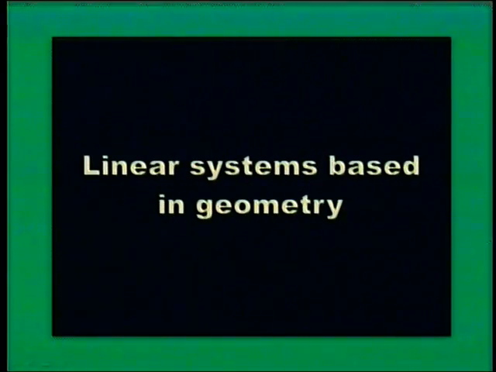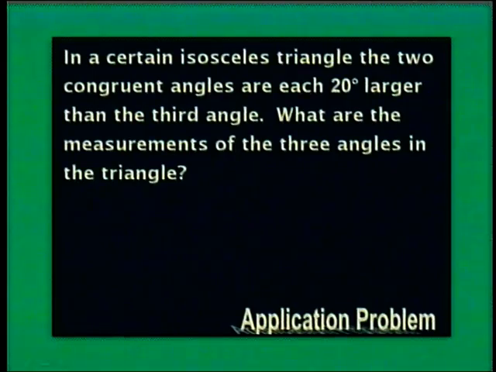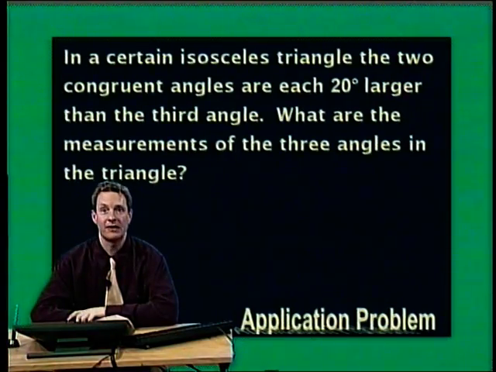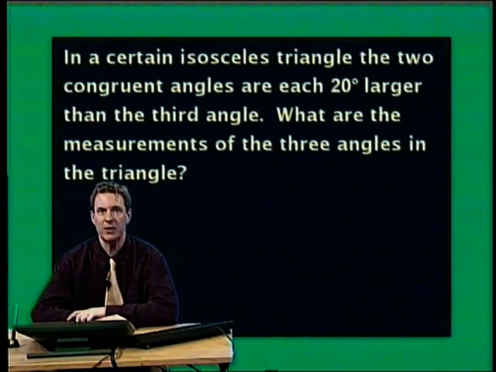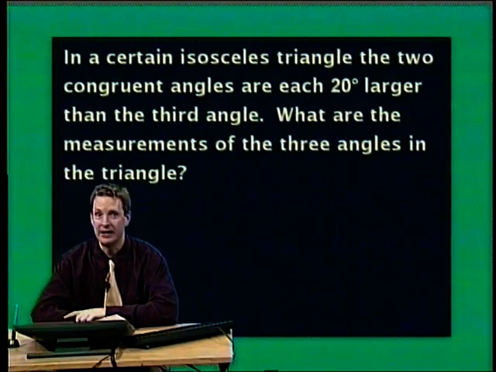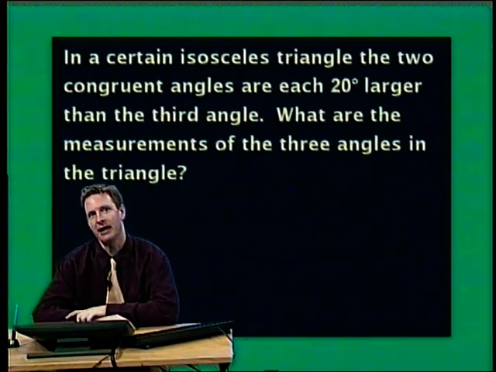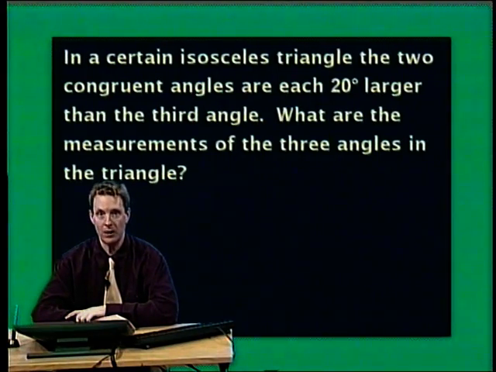So as promised, let's begin by looking at some linear systems that are based in geometry problems. In a certain isosceles triangle, the two congruent angles are each 20 degrees larger than the third angle. What are the measurements of the three angles in the triangle? Now this problem potentially could create a little bit of panic if it showed up on a test, because you might think, what the heck is an isosceles triangle?